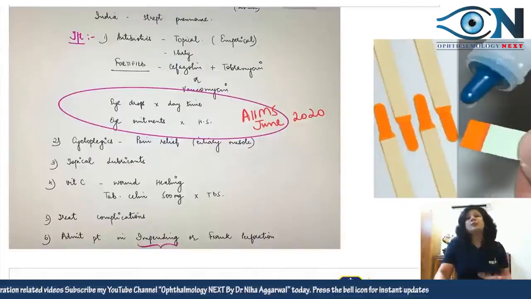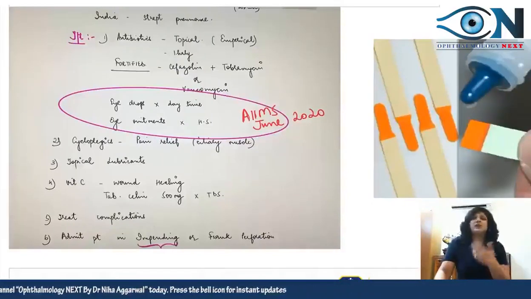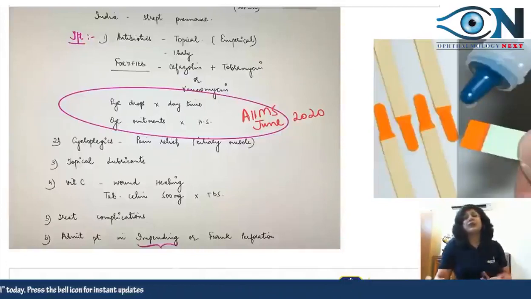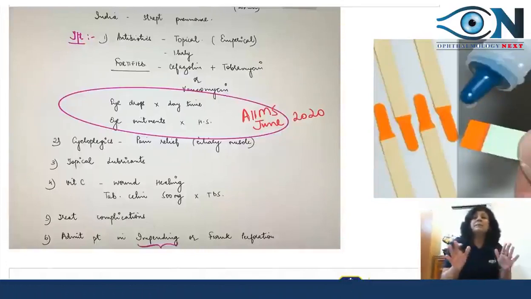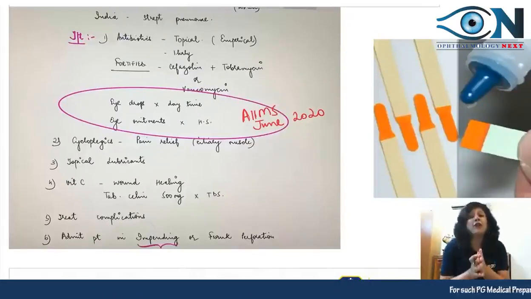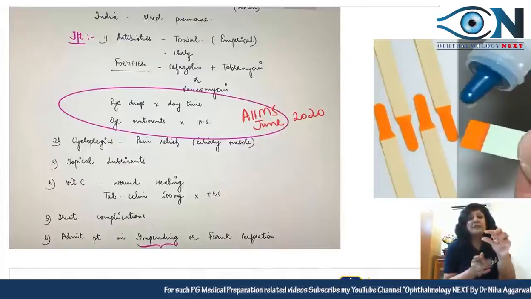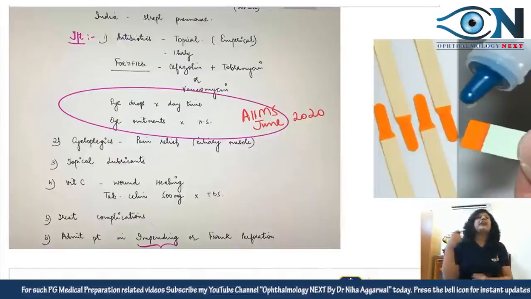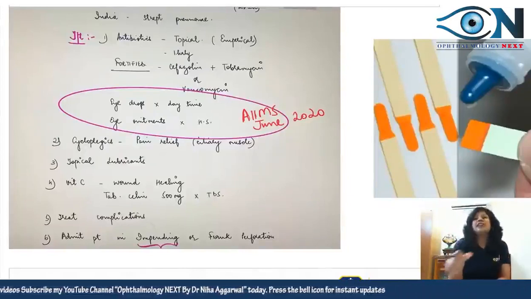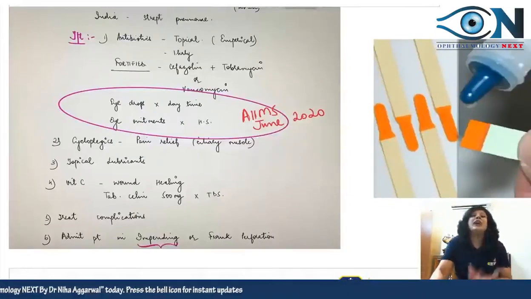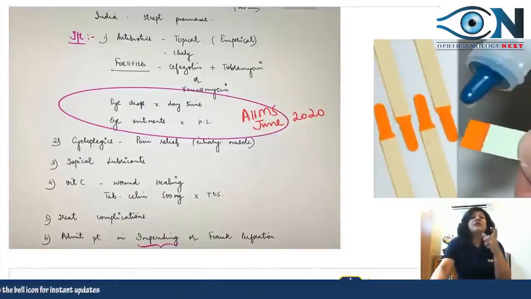We give broad spectrum antibiotics covering gram positive, gram negative, aerobic, anaerobic, everything, and we are also giving the fortified ones. If you remember, I told you that we are also giving the fortified. How do you fortify? We take the injection ampules, take it out, and then in the eye drop with the help of a syringe, we are making the desired combination. In this way, we are making the fortified preparations.